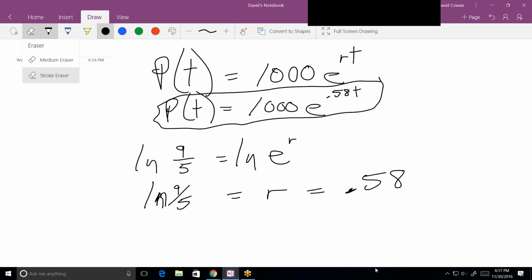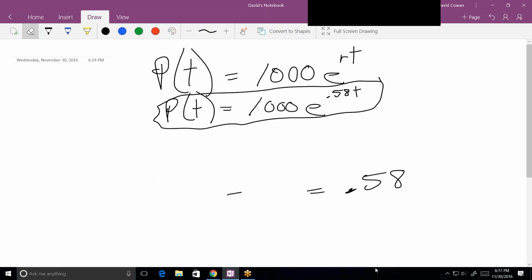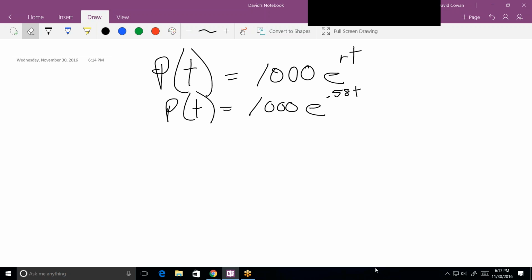Okay. So what's the next part of this question? How long is it until there are 10,000 mosquitoes? Okay, well, I'm going to take this equation right here, which is specific, and write 10,000 in place of the population, and solve that just like we've been solving the other two problems.